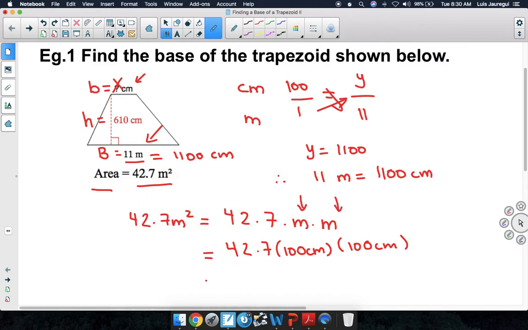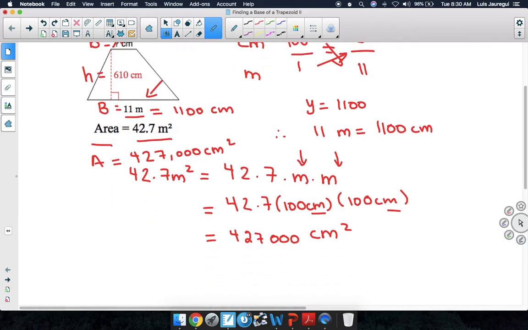Now, doing that particular product, we're going to get 427,000, and then centimeter times centimeter is centimeter squared. So we can say that the area then is equal to 427,000 square centimeters. Now, remember, what we're looking for is the little base. So we're going to use the area formula in the case of the trapezoid, and that formula is area is equal to 1/2 times the sum of the two bases times the height.